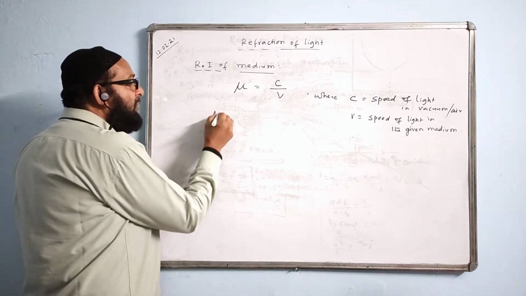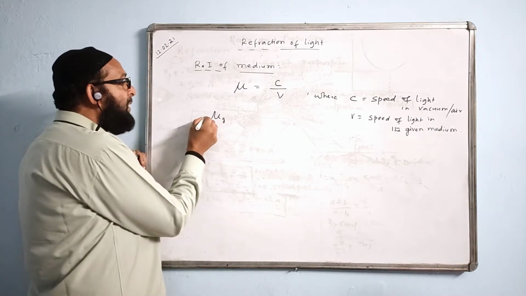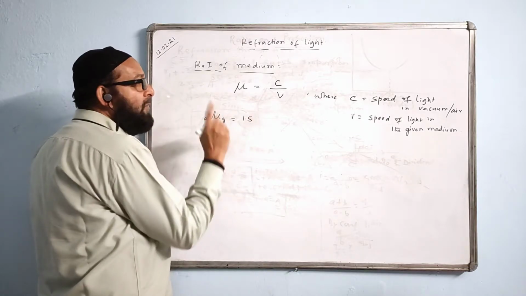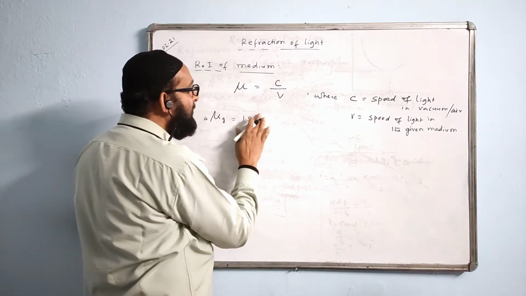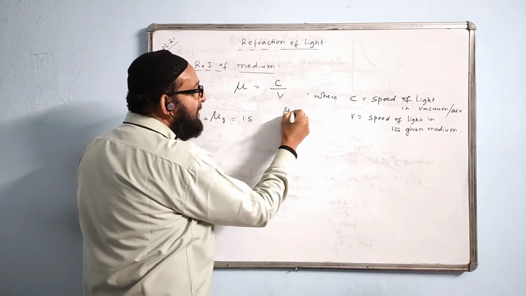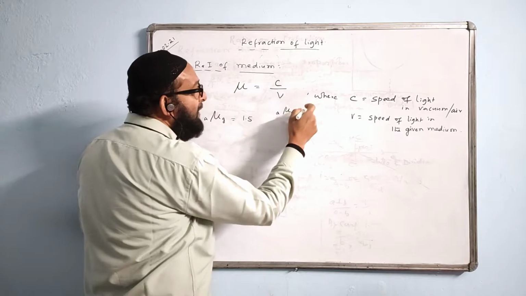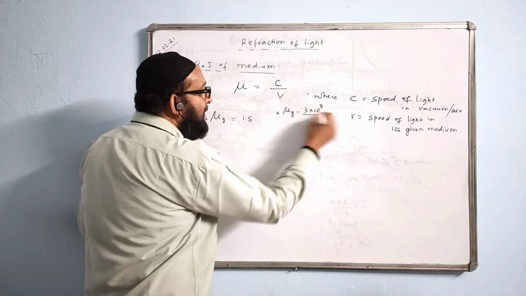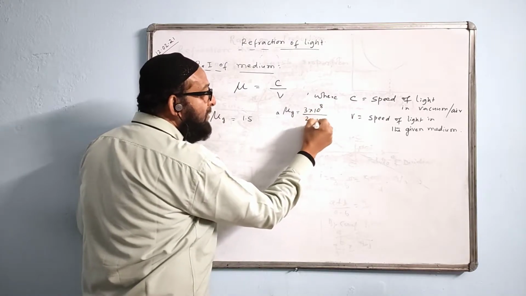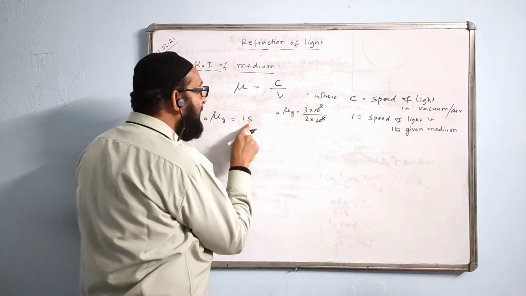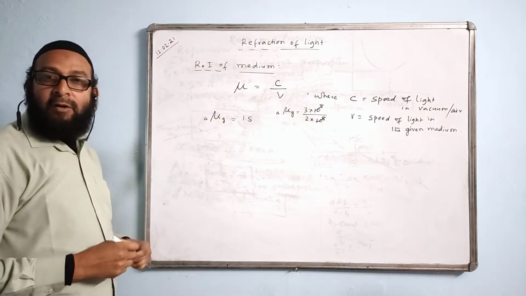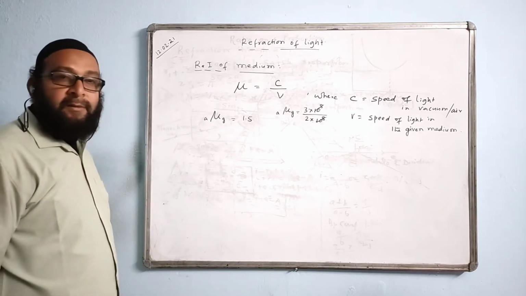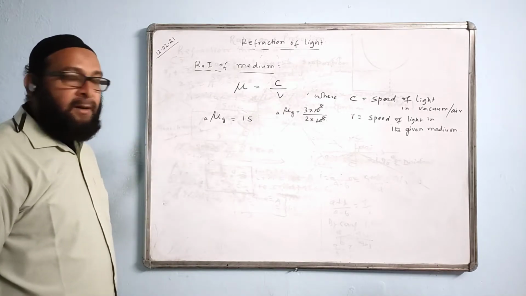The refractive index of glass with respect to air, we write like this: glass with respect to air, and the value which will come is 1.5. Why does it come 1.5? The value of C, the speed of light in air or in vacuum, is always 3 into 10 to the power of 8. The speed of light in glass is 2 into 10 to the power of 8. The powers cancel, 3 by 2 divided, the answer is 1.5. On the basis of this calculation, we say the refractive index of glass with respect to air is 1.5.